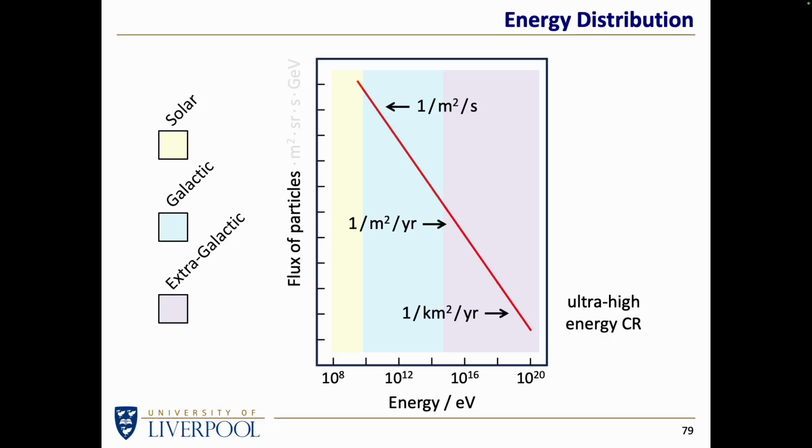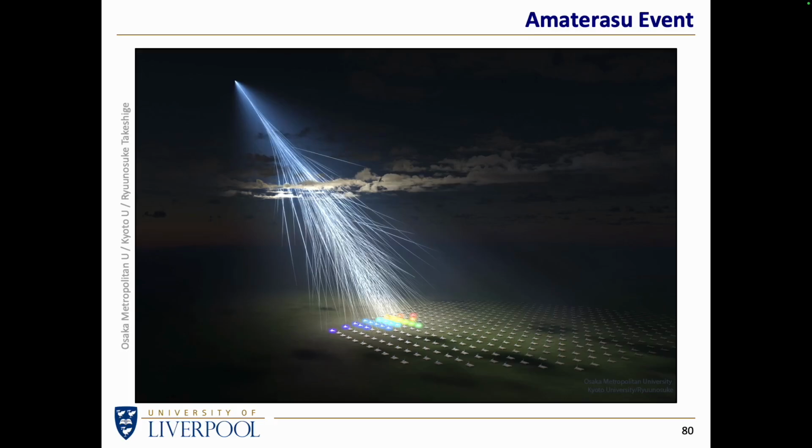So we really want to catch these ultra-high energy cosmic rays, not very common, but the ultra-high energy ones hopefully will not be deflected by magnetic fields, and so we can tell where they came from. So we can pin down the source of these enigmatic cosmic rays.